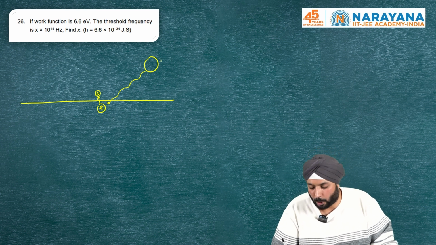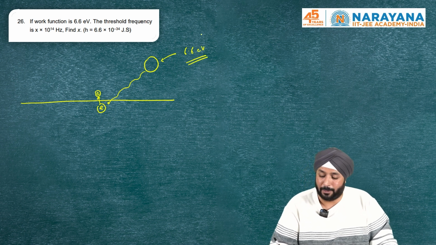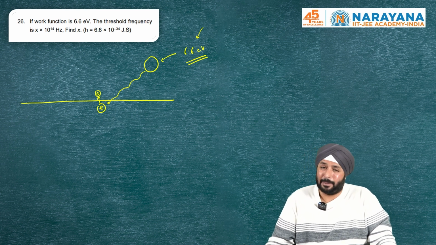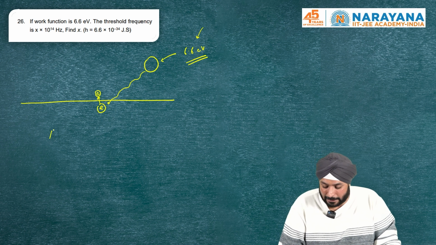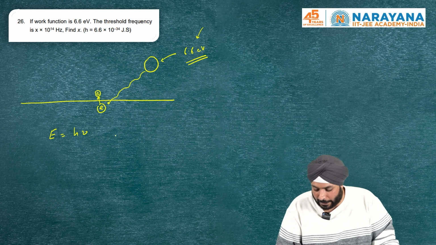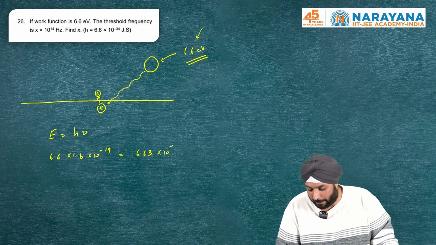So this photon should have 6.6 electron volt of energy. So if I know the energy in electron volt of the photon, I can easily calculate the frequency of the photon. We know that energy E is equal to hν. So energy is equal to 6.6 into 1.6 into 10 to the minus 19 joules is equal to h, 6.63 into 10 to the power minus 34, into frequency.